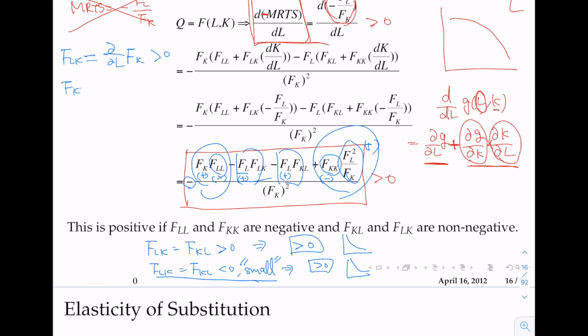And FKL, which happens to be the same as FLK, is the opposite but the same story. So what it means is that when you increase capital by 1 unit, FL goes up. So in other words, the marginal productivity goes up. So in other words, having more of the capital makes the usefulness of the labor higher. So in that sense, they're complementary.